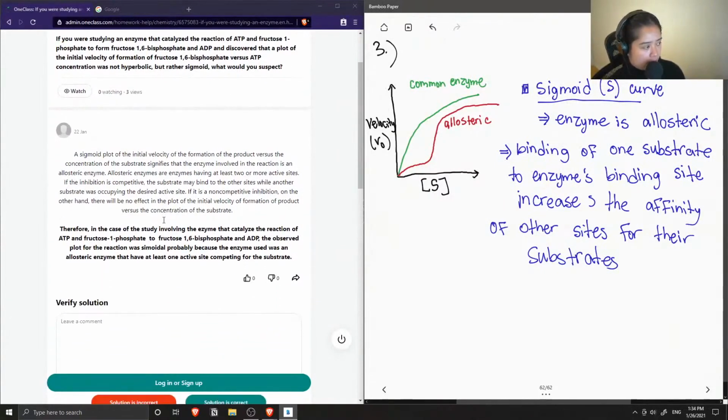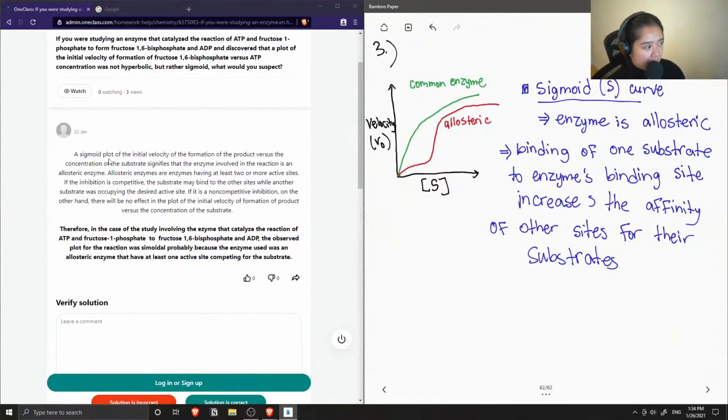So let's see what the junior tutor said. They said that a sigmoid plot of the initial velocity of the formation of the product versus the concentration of the substrate signifies that the enzyme involved in the reaction is an allosteric enzyme. Allosteric enzymes are enzymes having at least two or more active sites. If the inhibition is competitive, the substrate may bind to the other sites while another substrate was occupying the desired active site. If it is non-competitive inhibition, on the other hand, there will be no effect in the plot of the initial velocity of the formation of product versus the concentration of the substrate.